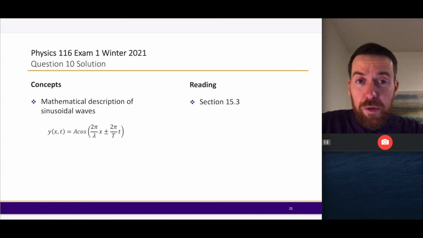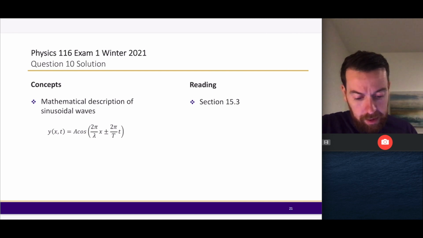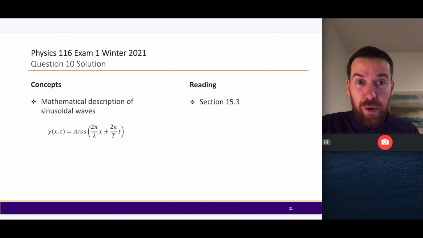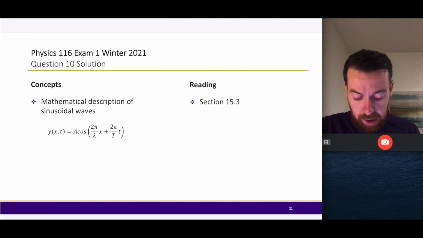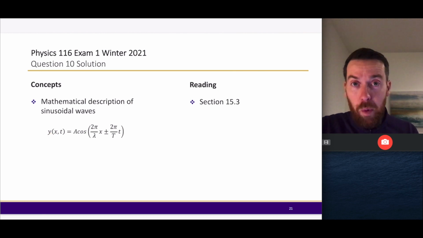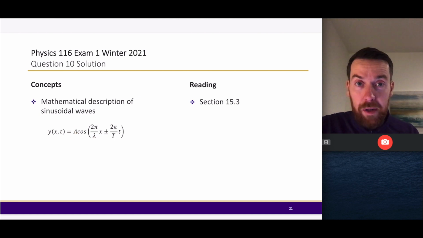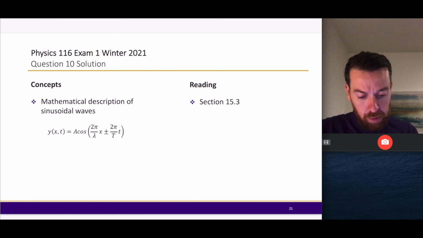So this will be the solution to question 10 on the 116 first exam in winter 21. This question was looking at section 15.3 of the textbook, the mathematical description of sinusoidal waves, essentially the wave equation given here. This expression allows us to determine the vertical displacement of a wave at some horizontal location x at some particular instant at some time t. That is a function of the amplitude of the wave, the wavelength, and the period. So that's basically what this question was pertaining to.